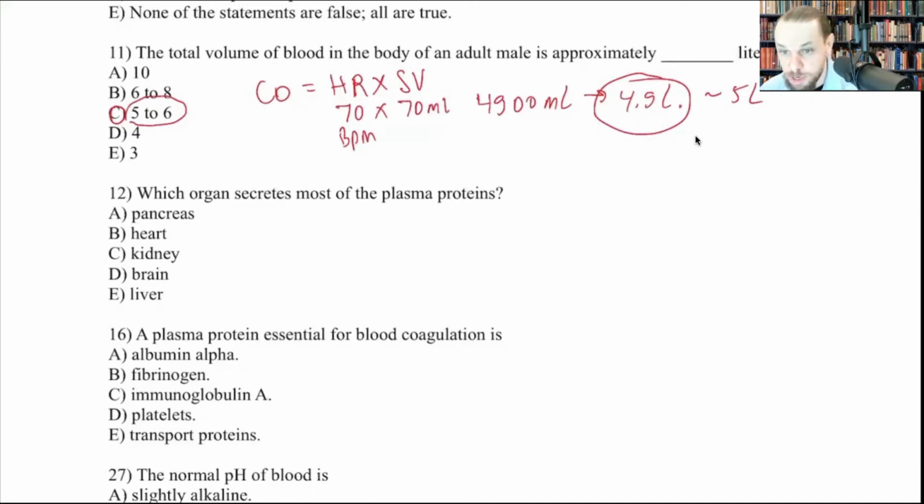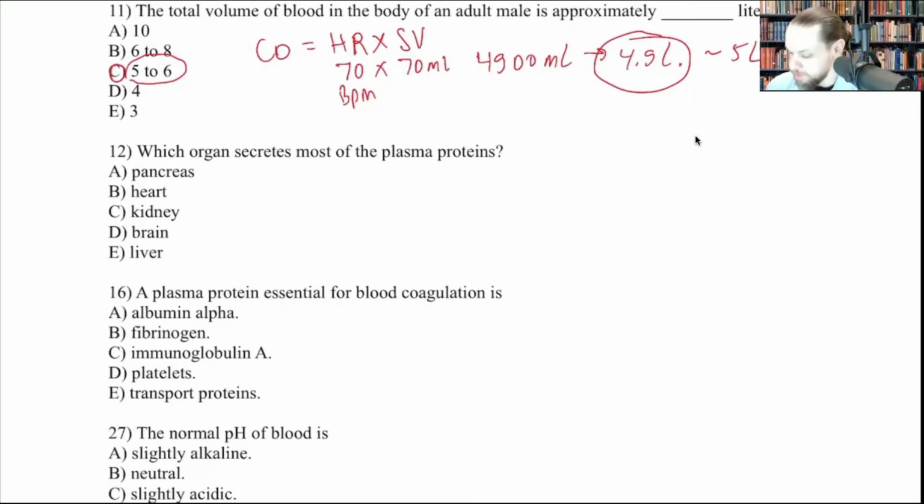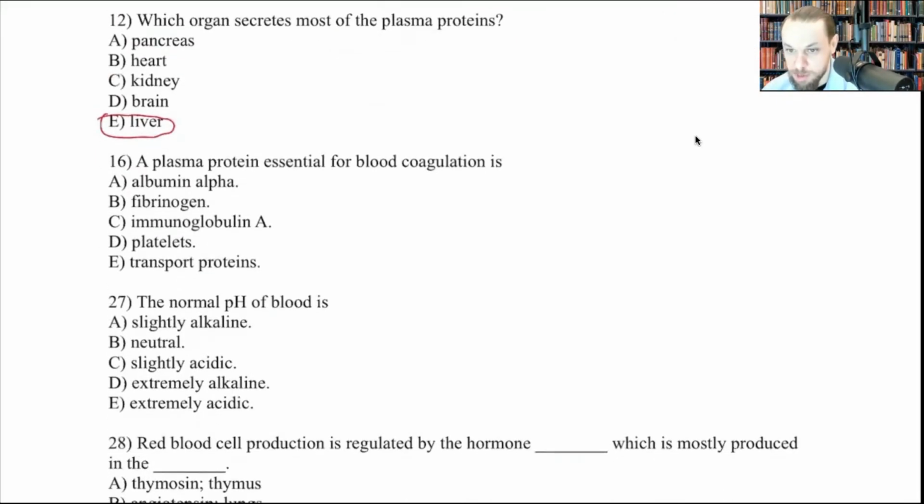All right. Next, we go to Ari for number 12. Awesome. Happy New Year, Nikolai. Thank you. Which organ secretes most of the plasma proteins? Plasma proteins is going to be the liver. Liver is correct. For your clotting proteins specifically, as we talked about in the cardiovascular chapter, the liver is your main player. Very good.